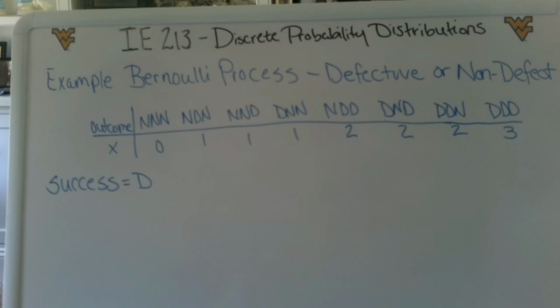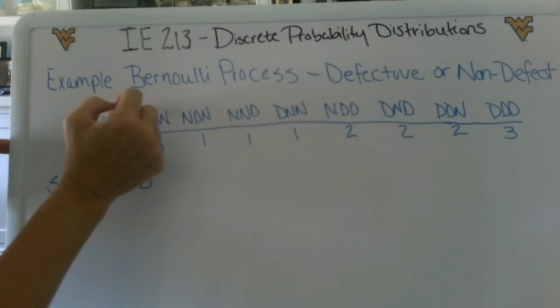Let's look at this example. We have a Bernoulli process, and our two outcomes are defective or non-defective. We are considering a set of three trials. Items are selected at random from a manufacturing process. They're inspected and at that point classified as defect or non-defect. A defective item is designated a success. So our success is our D's. The number of successes is a random variable X. So our random variable is X, and that's the number of successes, which is D.